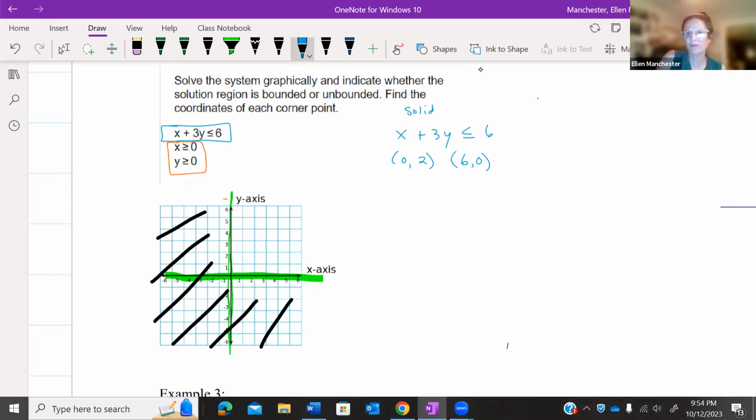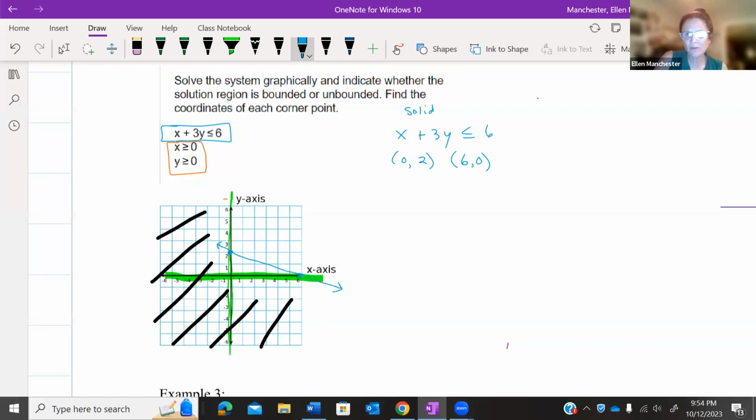This is my x-intercept. Okay, so I'm going to come over here. I'm going to put a point at 0, 2 and at 6, 0. Should have used a different color. And then again, forgive my terrible lines. Okay, that's not bad. All right.